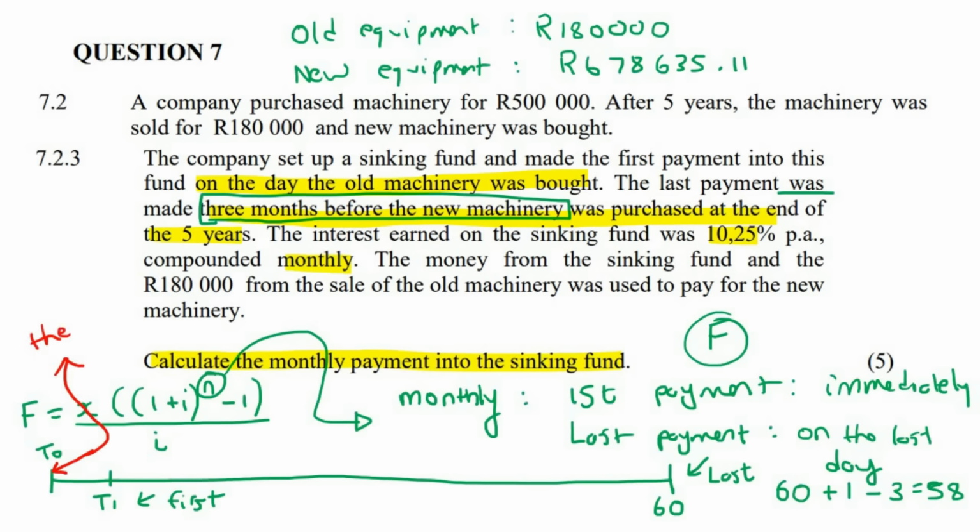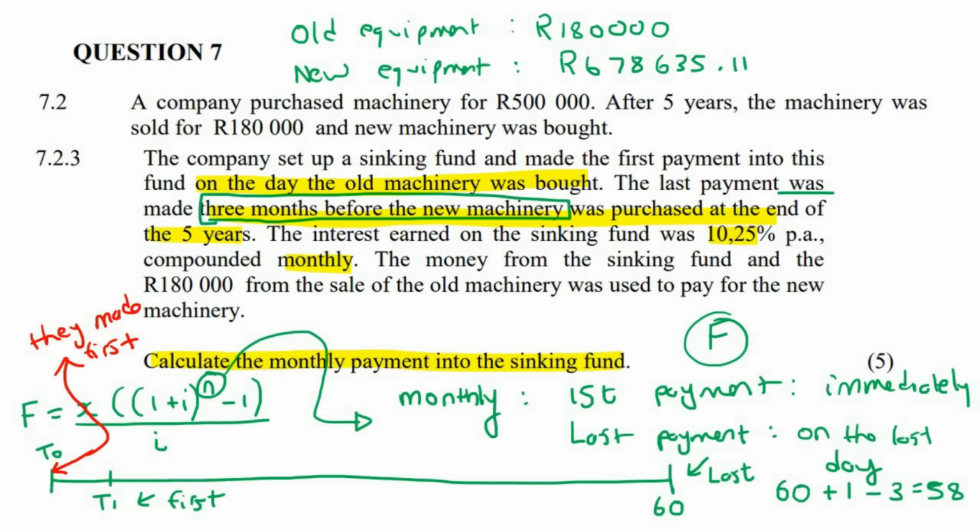So we say they made the first payment. They're supposed to do it here, but they did it here. So that's one extra payment, because they're going to make one payment there and then they're going to make their next payment there. So they're going to make one extra payment. That's why I said plus 1.